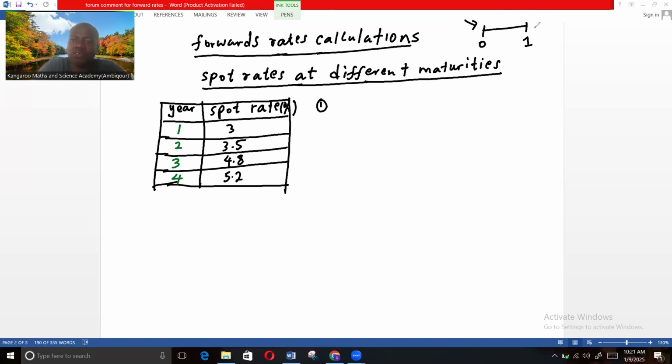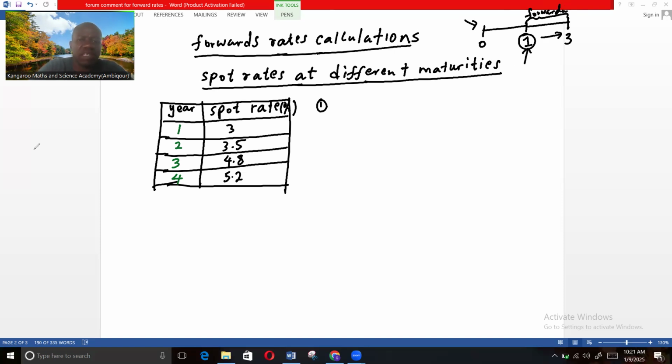But how about if we want to further invest, maybe for 3 years? Then we still need an interest rate that we can use from year 1 up until year 3, which will now be called the forward interest rate. But remember, this is actually the starting point.